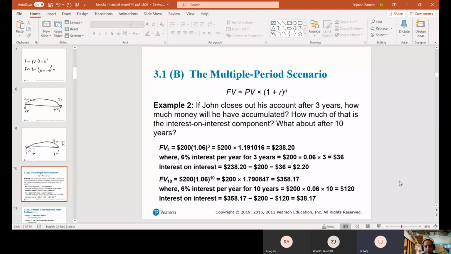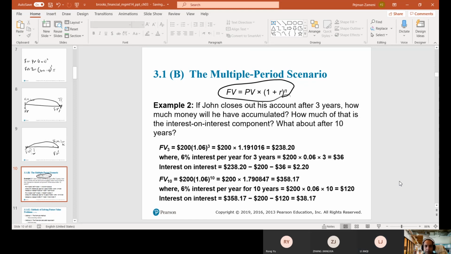The multiple period scenario. We have seen this formula just now, yeah? You need to remember or maybe memorize this formula, because it's the most important formula in finance. The multiple period scenario means future value is always equal to present value multiplied by 1 plus R or I to the power of N or T. If you can remember this formula, it would be really great. Okay, there is an example.